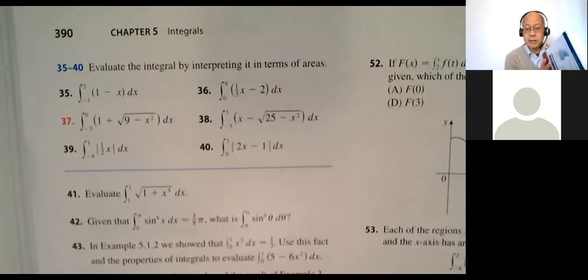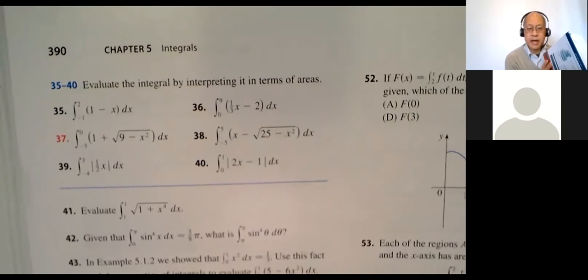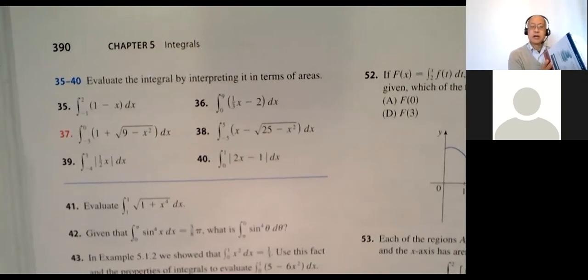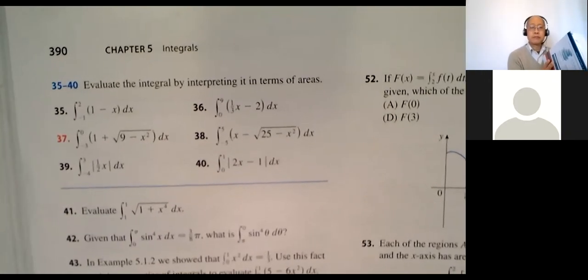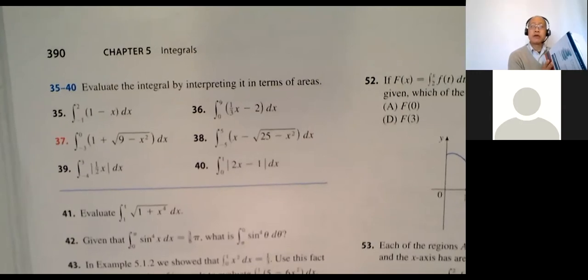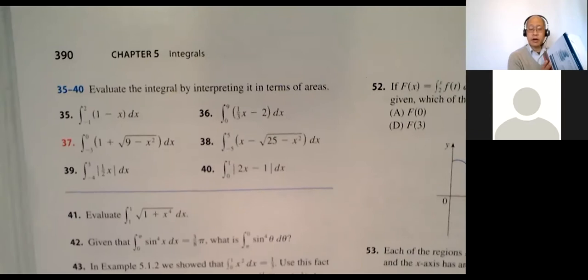Okay, so how do you do something like 35? Integral from -1 to 2 of 1 minus x dx. Okay, we know it's a line. 1 minus x is a line. So if I draw a line, the area bounded by the graph and the curve should give me just a bunch of triangles, and I know how to find areas of triangles, right? So here we go.